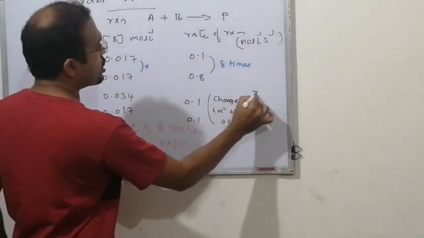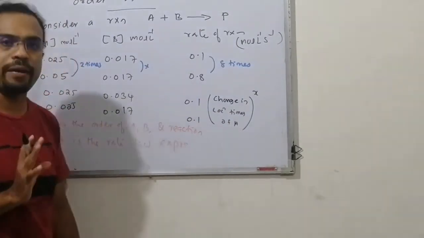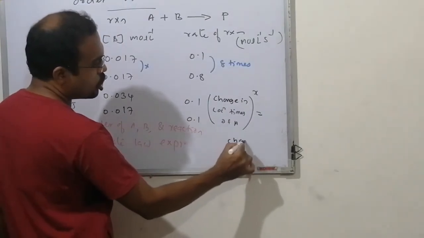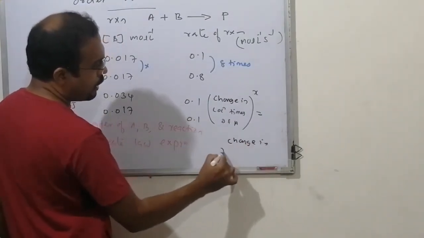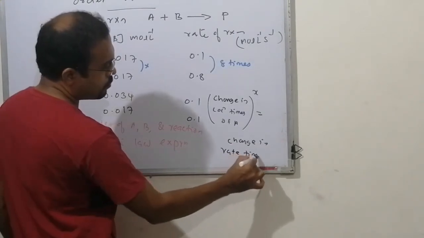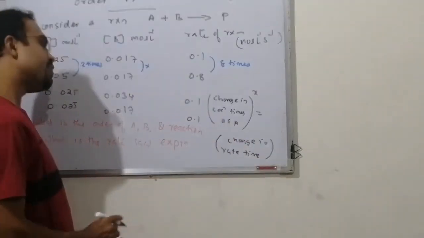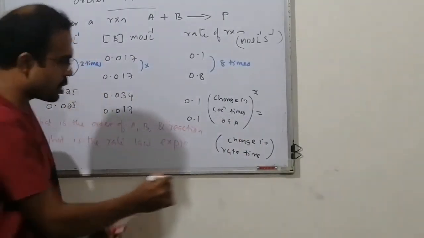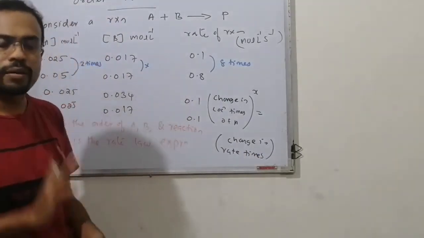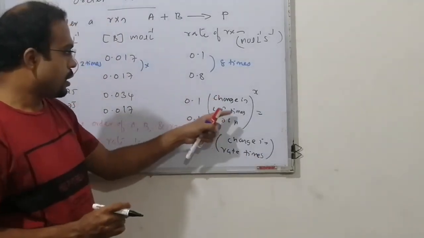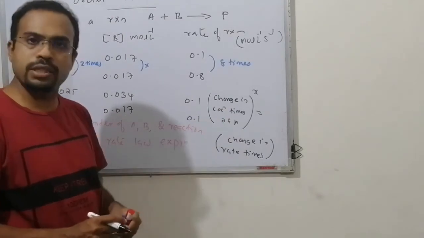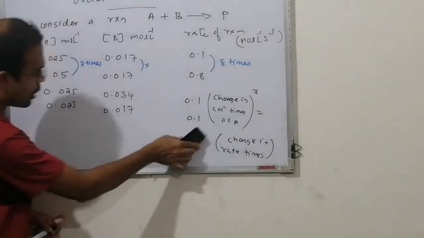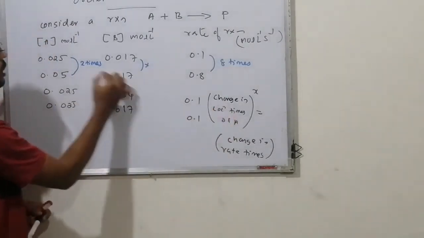Raised to x, x is the order of A, fine. x is equal to the change in rate. Change in concentration of A is equal to change in rate. I make a relation, fine, because when concentration changes, rate also changes. Therefore, based on this simple trick, how many times does the concentration of A change?